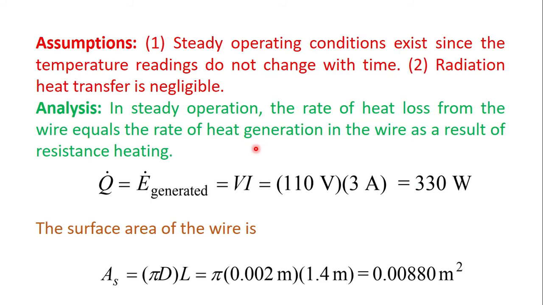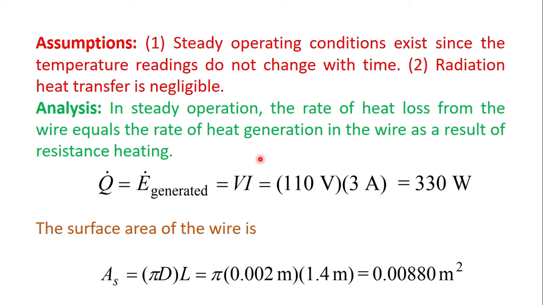Before going into further detail, let us take a few assumptions. The first assumption is that steady operating conditions exist since the temperature readings do not change with time. The radiation heat transfer is also negligible, so we are only considering the convective heat transfer. In the analysis, since the operation is steady, the rate of heat loss from the wire is equal to the rate of heat generation in the wire as a result of resistance heating.